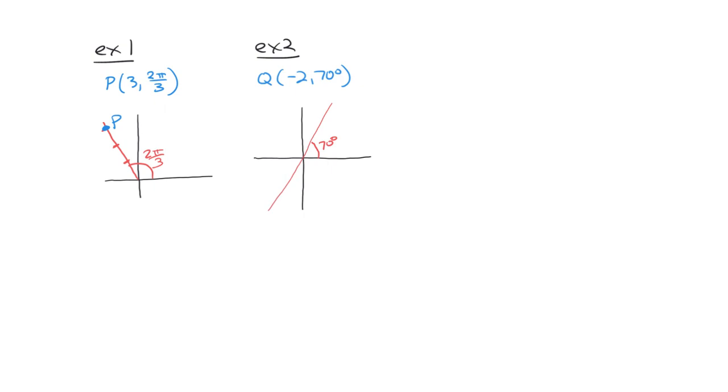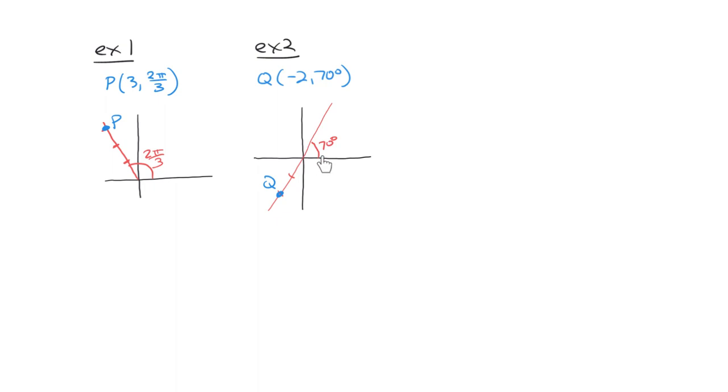And it's probably a little short of 70 degrees, but you get the idea. But this goes up 70 degrees. This -2 makes it come back this way 2. So we come out here 1, 2, and that point right there is the point Q.